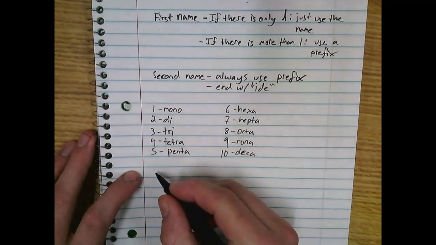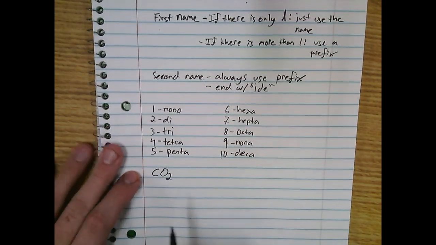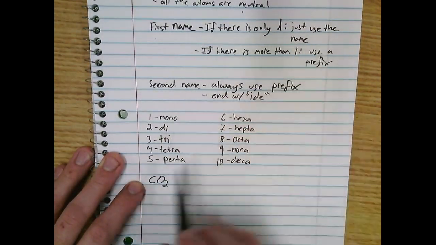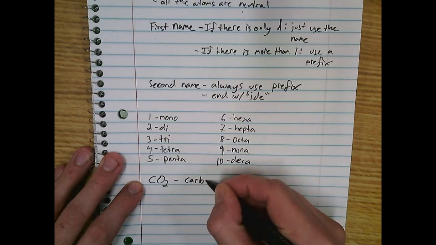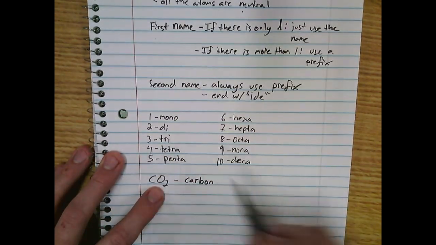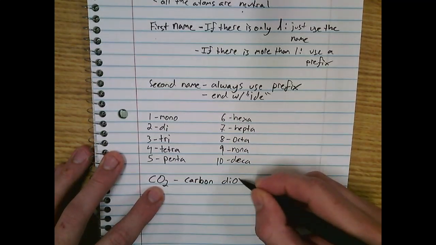So here's an example. If I give you something like CO2, you probably already know what this is called, but let's follow our naming rules and see if it makes sense. First of all, I just have one carbon, so I say, if there's only one, just use the name: carbon. Then for the second name, always use a prefix. How many oxygens do I have? I have 2, so I'll say di. And then it says end with "-ide", so it's oxygen, oxide.